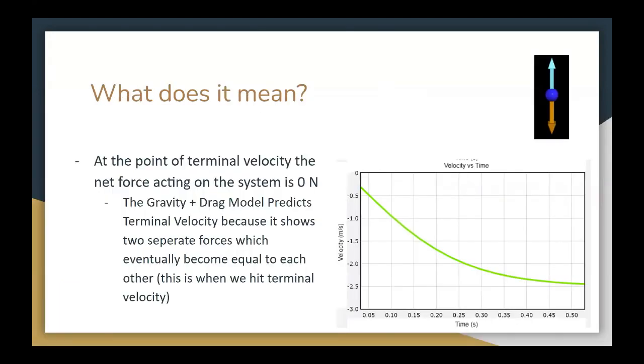All right, so now moving on, what is terminal velocity? Well, terminal velocity is when the net force acting on the object is 0 newtons. And the model that displays terminal velocity is the gravity plus drag model, because in this model, you've got two forces that are acting in opposite directions that cancel each other out. And as you can see, over time, at about past half a second, your acceleration, which is the change in velocity over time, is decreasing significantly to the point where it's almost 0, which means that the net force is almost 0 because your net force is equal to mass times acceleration.